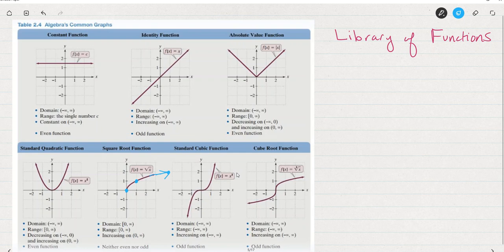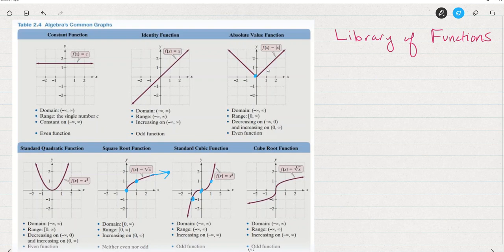And then f of x equals x cubed. You could do point plotting again. When you cube 0, you get 0. Cube 1, you get 1. Cube negative 1, you get negative 1, and so on. And then we could do the same for the cube root. It is important that you could graph each of these 7 functions and be able to specifically plot at least 3 points on all of them.